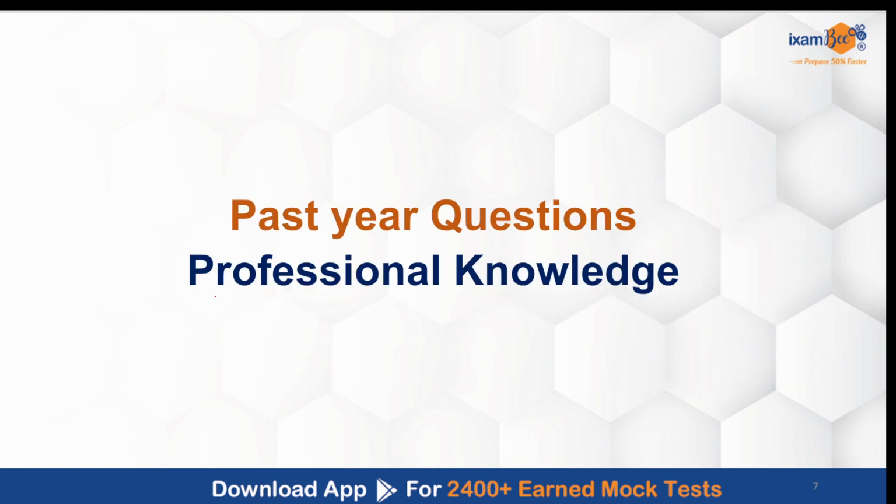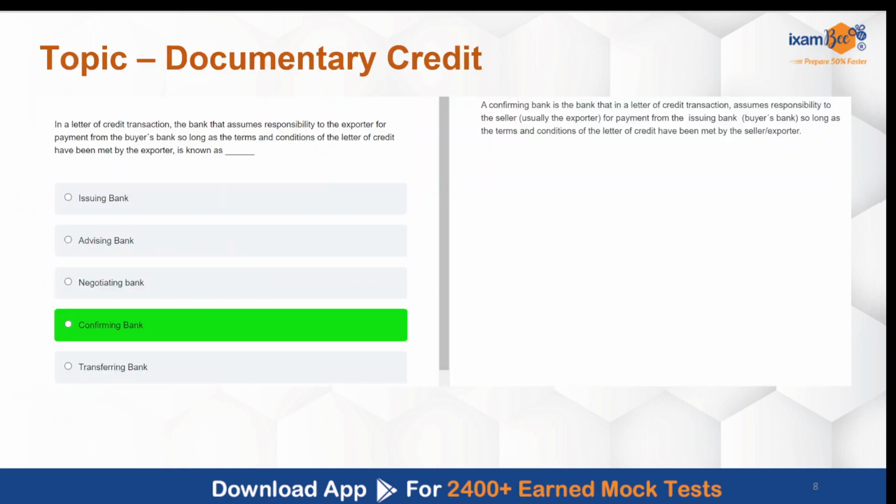Let's move ahead and talk about certain specific questions that were asked from the professional knowledge in the last exam. First question which we are discussing is related to documentary credit. In this, the question was, in a letter of credit, that is the documentary credit, as I told you, it is more commonly known as letter of credit or LC. So in a LC transaction, the bank that assumes responsibility to the exporter for payment from the buyer's bank so long as the terms and conditions of the letter of credit have been met by the exporter is known as who? He is known as the confirming bank, right?